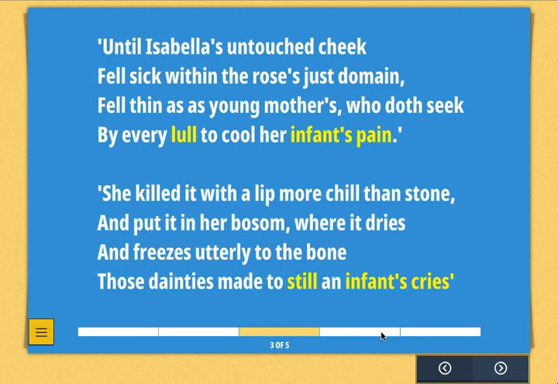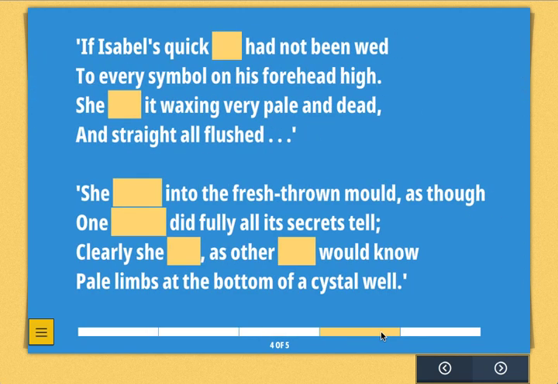Okay, on to the fourth pair of quotations. If Isabel's quick eye had not been wed to every symbol on his forehead high, she saw it waxing very pale and dead, and straight all flushed, from the very beginning of the poem, just before they declare their feelings for each other. And then late on in the poem, she gazed into the fresh thrown mould, as though one glance did fully all its secrets tell. Clearly she saw, as other eyes would know, pale limbs at the bottom of a crystal well. Okay, pause the video and add your words, please.